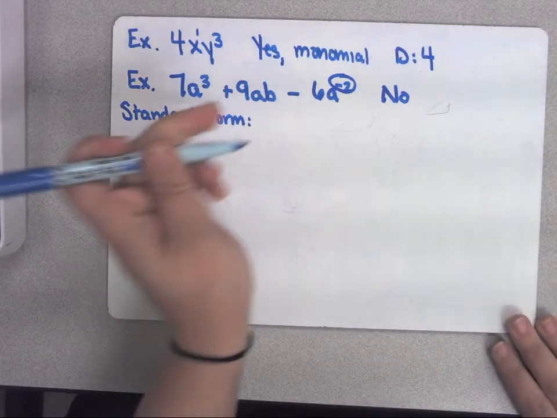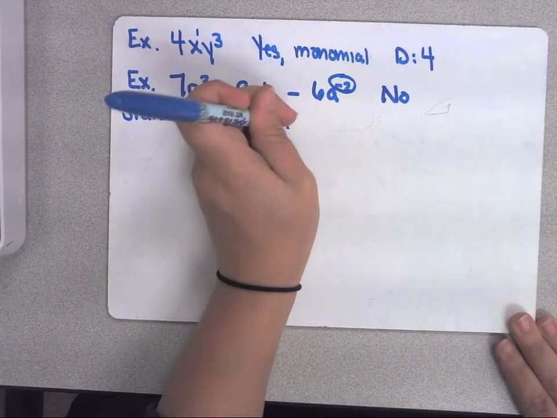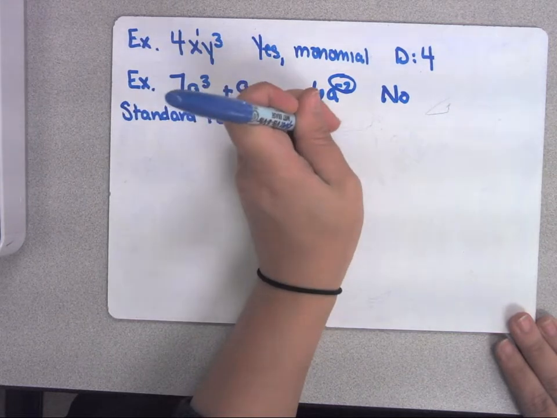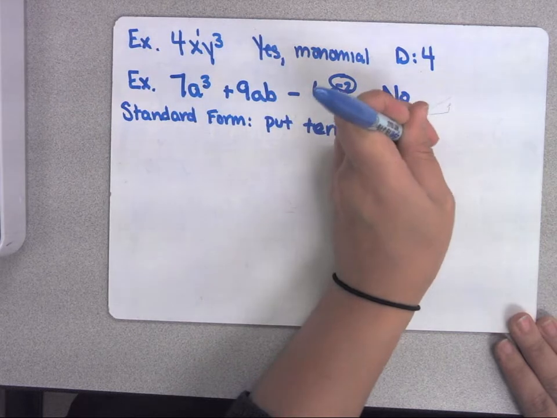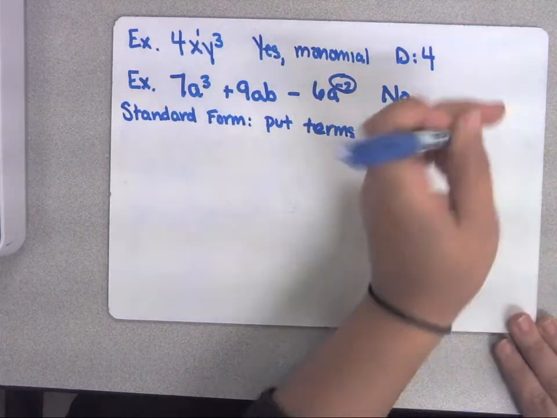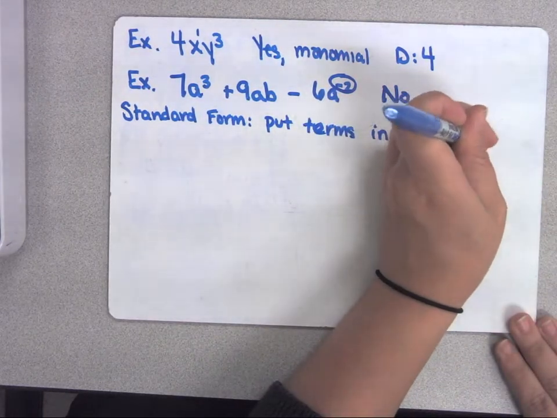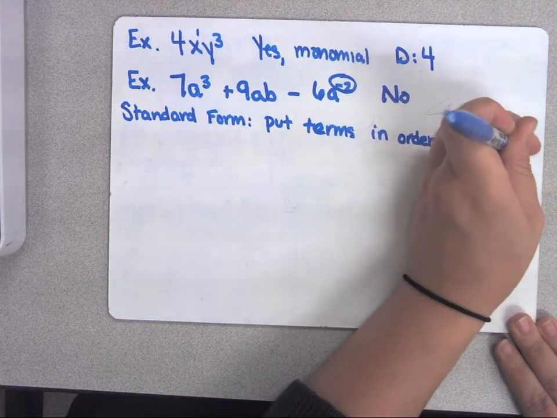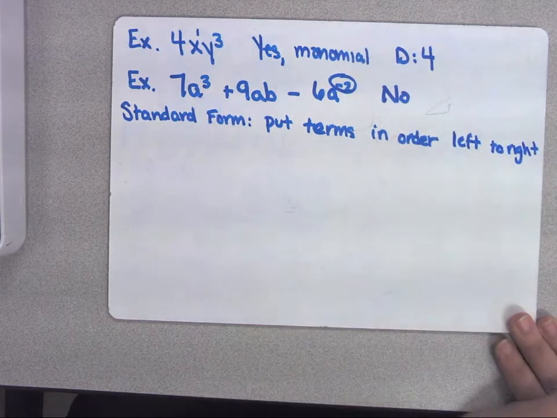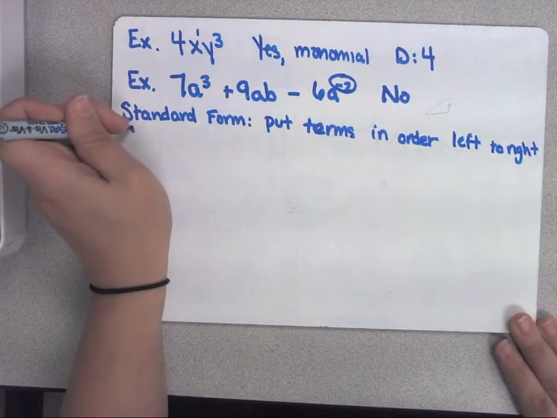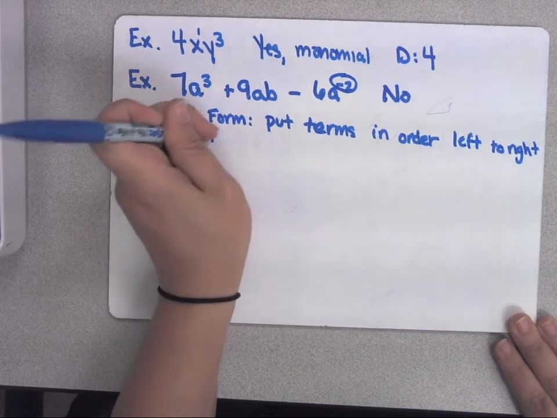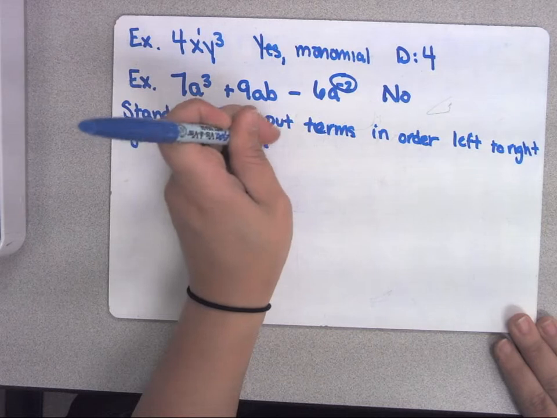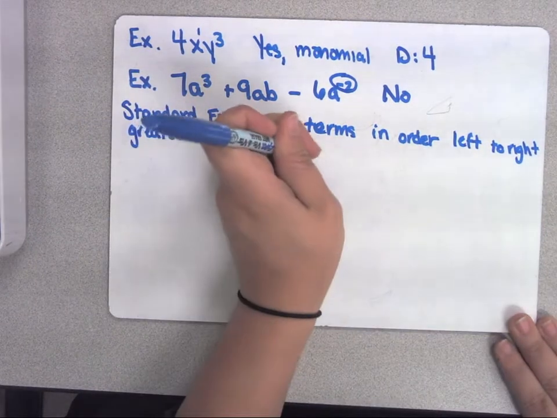What it is, you put your terms in order, left to right, just in case some of you can't tell the difference, greatest to least degree.